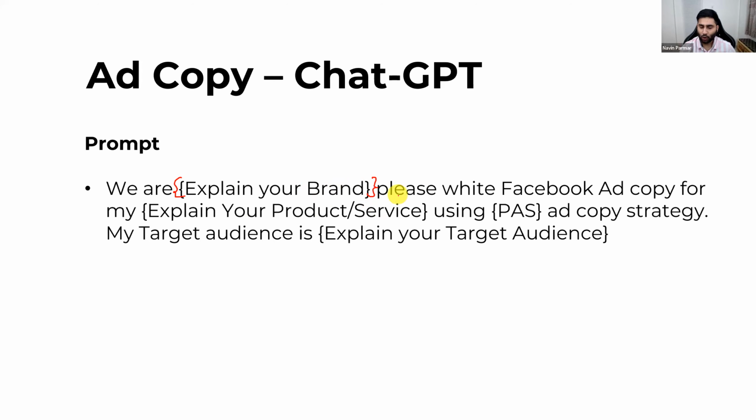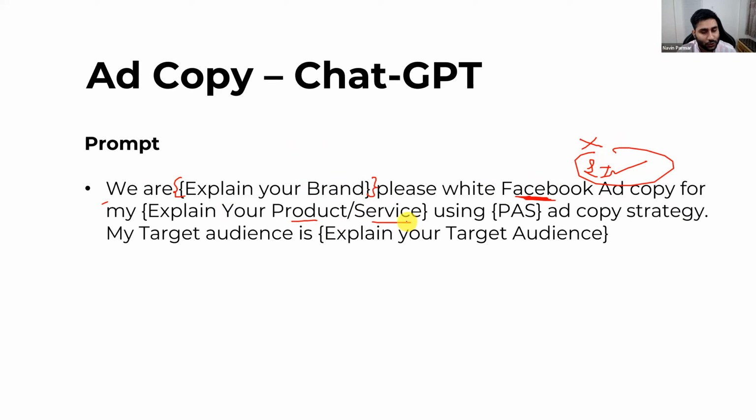Then what you say, please write Facebook ad copy. Now, no need to write Instagram yahan pe. Only write Facebook ad copy. If you write Instagram, ChatGPT will give you two different ad copies for Facebook and Instagram. Lot of confusion. Hamko nahi chahiye ye. Write Facebook ad copy for my what? It can be a product. It can be a service.